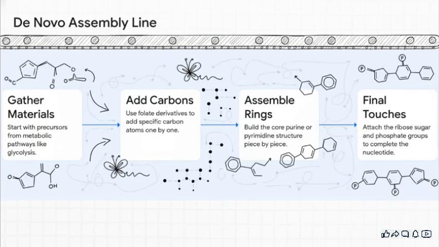And that from-scratch pathway is amazing. It's like this intricate assembly line. The cell pulls in raw materials from all over. Then, it uses these special molecules made from folate to add one single carbon atom at a time, meticulously building those ring shapes we saw before. Once the base is done, it slaps on the sugar and the phosphate groups, and there you have it, a brand new nucleotide ready to go.